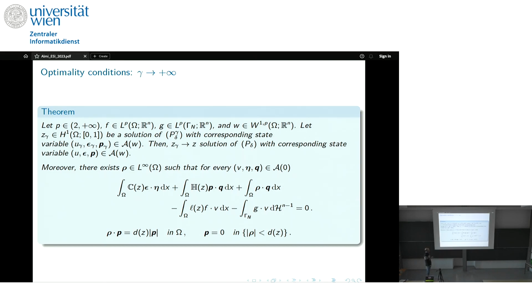This is exactly the behavior of the plastic strain. Okay, it's not active whenever you don't reach the yield stress, and whenever instead you have this rho equal or larger than D, you will have some plasticity.